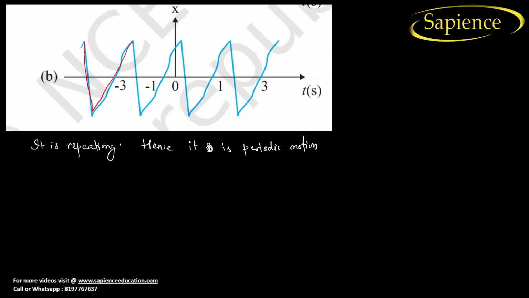Now for periodic motion, we need to find the time period. When we see how it is repeated, at this point from -3 to -1, and again -3 to -1, how much is the time period? Time period is 2 seconds. So we have an answer for the time period. The time period T is equal to 2 seconds for part B.